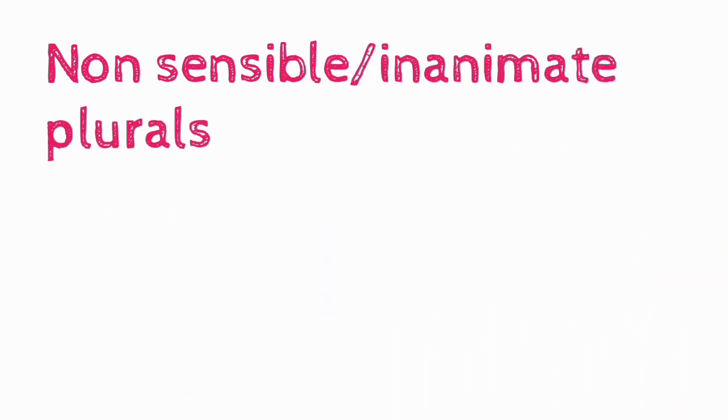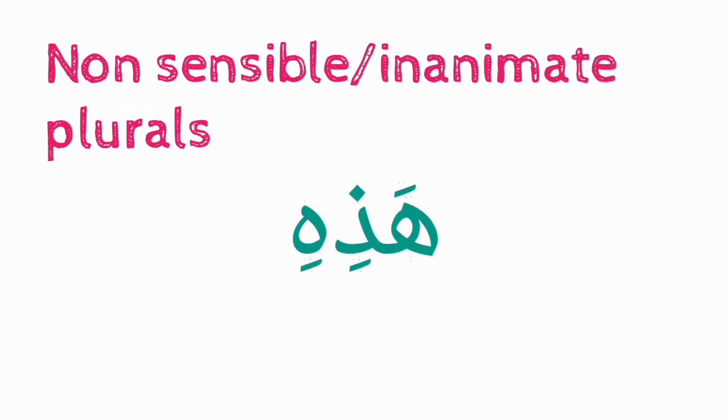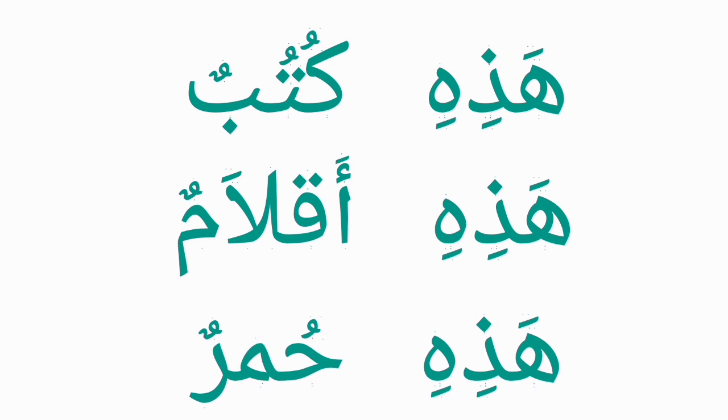Now, for the non-sensible and inanimate plurals, you address them with hazihi. You use hazihi in addressing them. That is, you assume that they are feminine in nature. So non-sensible things are assumed to be feminine, in plural forms only. Now, example one, we have hazihi kutubun, these are books. Hazihi aklamun, these are pens. And we have hazihi humurun, these are camels. So you assume that these non-sensible and inanimate plurals are all feminine singular.